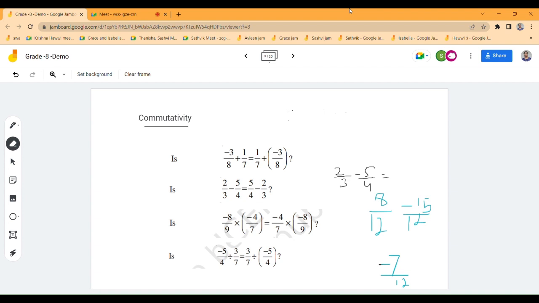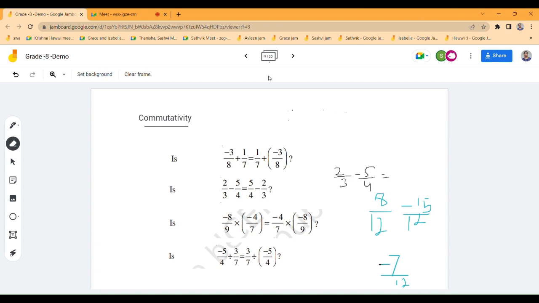What about this third one? Ma'am, in multiplication we get the same answer though we change the place of the numbers. Though we change the order, we'll get the same answer. What about this division? No, ma'am, we won't get the same answer. Correct. So in the division case, it's not commutative. Very good.